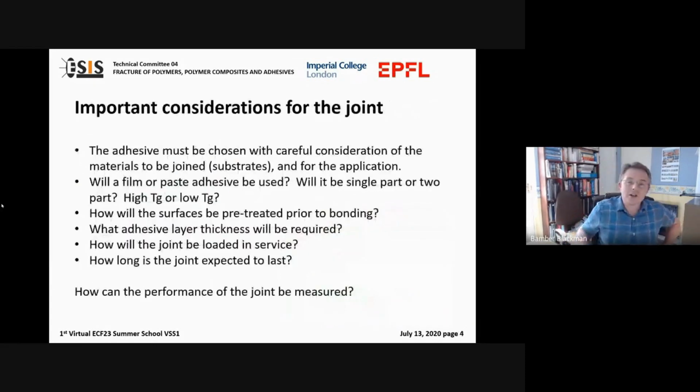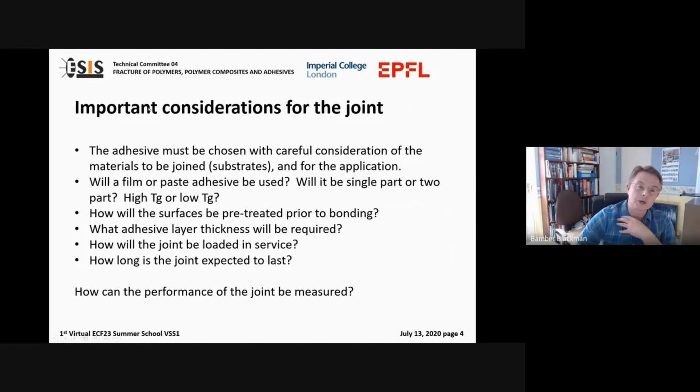So if I can move to the next slide, there are many important things we have to take into account when we're looking at the use of adhesives to bond materials. First of all, the adhesive needs to be chosen with careful consideration of the materials to be joined. We describe these as the substrates. Of course, these substrates will be different depending upon the application and depending upon the need to have lightweight materials and so forth. We'll also have to decide whether we're going to use a film or a paste adhesive. So, for example, in the previous slide, we saw applications where film adhesives were used. Film adhesives tend to be used for large area bonding applications because they're easy to apply. Paste adhesives are more suitable for narrow beads and bonding narrow areas, but also do lend themselves to robotic application.